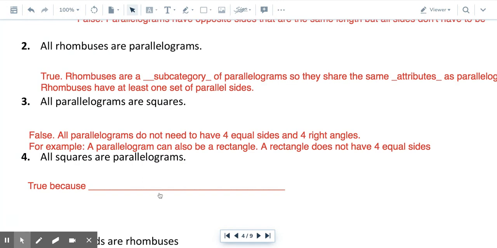Number 4 said all squares are parallelograms. This statement is true, and here's where I want you to help me out. I know this statement is true, but I don't know how to explain it. What explanation would you fill in the blank with in order to prove to me that this statement is true? All squares are parallelograms. Remember to try and incorporate some of your vocab terms. Pause the video here and try.